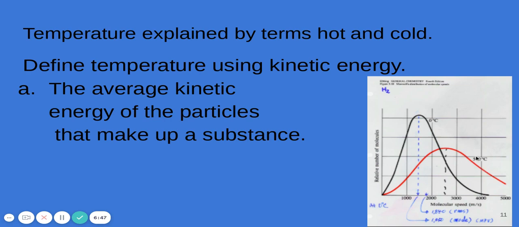The correct answer is the red line. Many people said, oh, the black line's got to be the higher temperature because it's a taller curve. Well, remember, temperature is based on the average particles moving. Here, the average speed is higher with the red, even though there are fewer particles moving than the black. So remember, the average speed represents temperature, not how many particles.